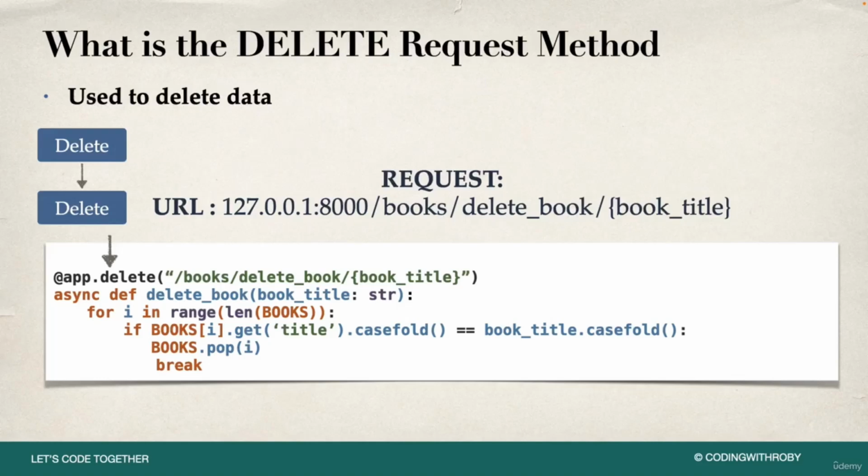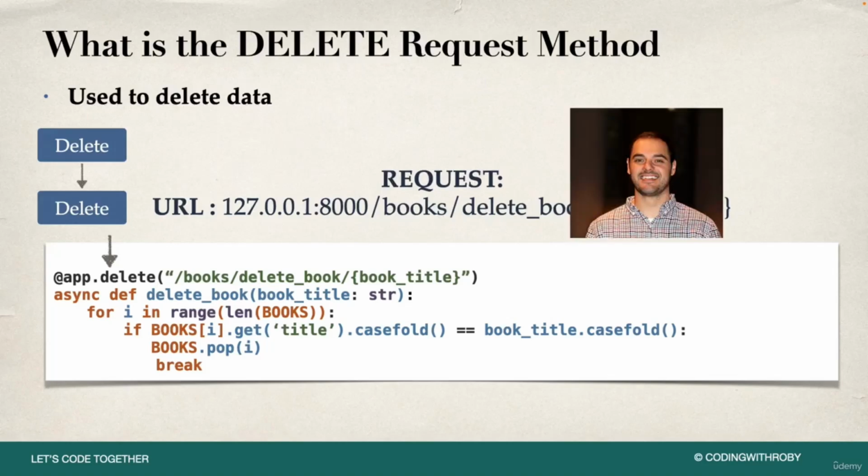/books/delete book/book title, where we say async def delete book, and we're passing in book title because that's what our dynamic path parameter is. And then we're looping through all the books until we get a match on the title, and then we're just going to delete that book from the list, and then we're going to break out of the loop. All right, so this is a pretty simple function, and let's dive into the code and write our delete API endpoint.